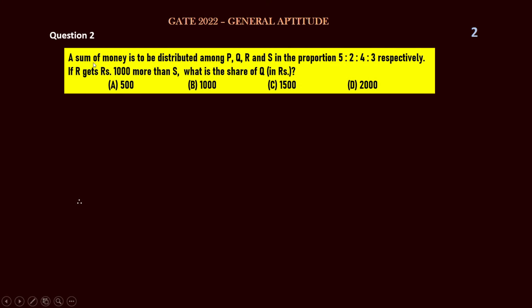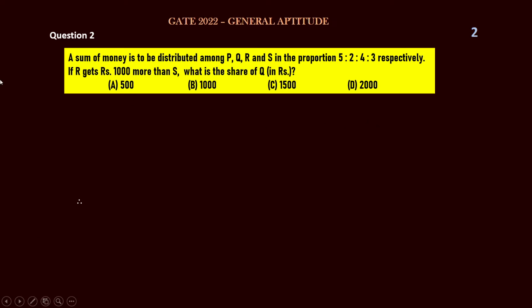I'll read this question. A sum of money is to be distributed among P, Q, R and S in the proportion 5 is to 2 is to 4 is to 3 respectively. If R gets rupees 1000 more than S, what is the share of Q in rupees? Four options are given as 500, 1000, 1500, 2000.